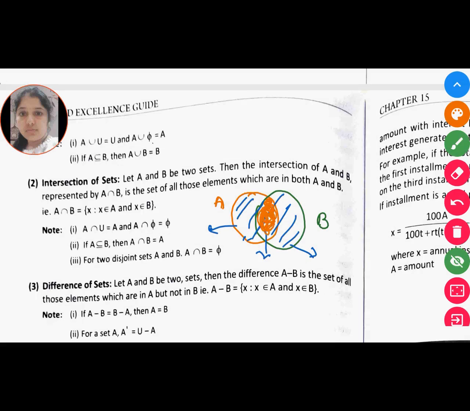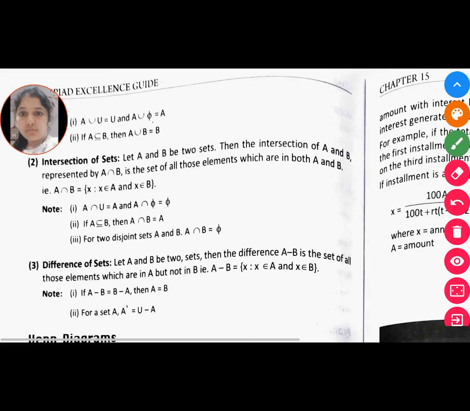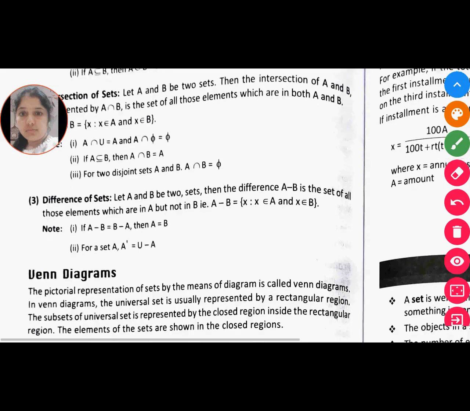which I am shading. Okay. Now this portion is known as A intersection B. Means elements which are there in A and as well as in B, which are common, is known as A intersection B. Now difference of the set, A and B are the two sets.